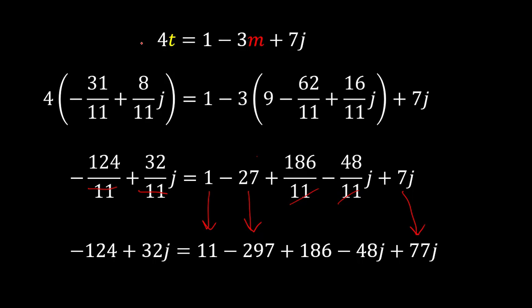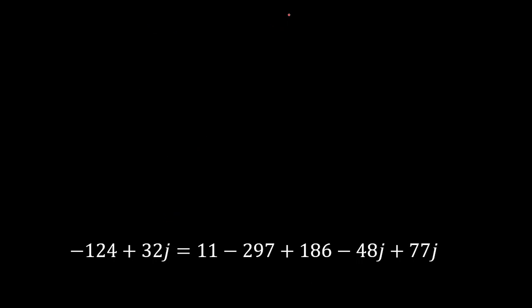Let's go ahead and get rid of these up here, make some room. And having done that, our next step is going to be getting all the j's on our left over here and getting all the numbers on our right. So in order to do that, we want to get rid of the j's on this side. So we're going to add 48j over here, and we're going to subtract 77j. We do the same thing over here, plus 48j minus 77j, and we want to get this number over here on the right side, so we're going to add 124 to both sides as well, plus 124.